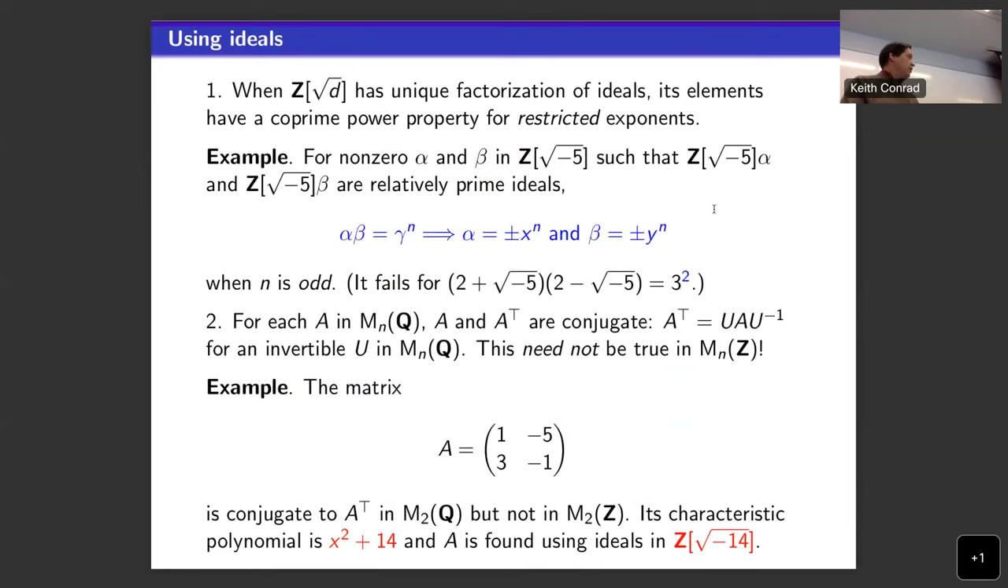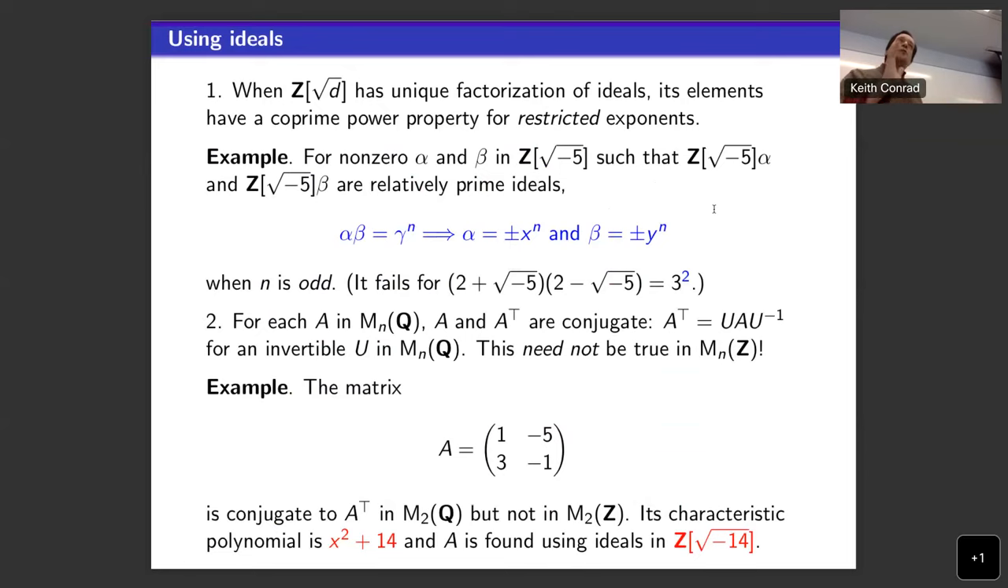Another application is in linear algebra. We have a standard fact that if we're working over a field, every matrix is conjugate to its transpose. This is one of the standard consequences of Jordan canonical form and rational canonical form. And people who spend their lives working with matrices over a field might just think it's always going to happen: matrices are conjugate to their transposes.